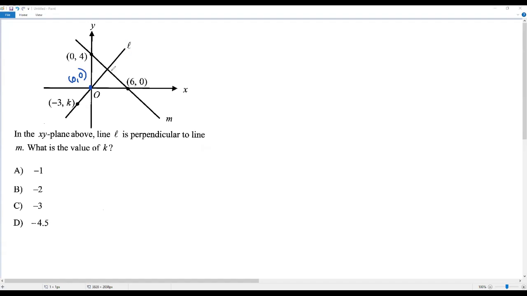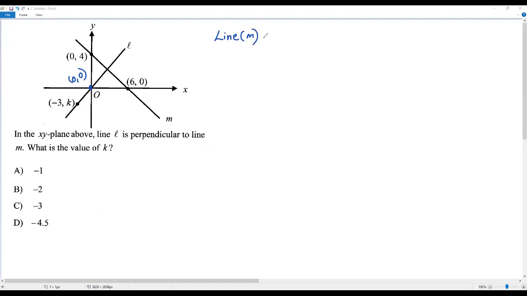So using the 2 points on each line, we can find the slope. So once we get the slopes of both the lines, we can multiply them, and the product can be equal to -1. Because whenever two lines are perpendicular, the product of the slopes must be equal to -1. Okay, now let me write.